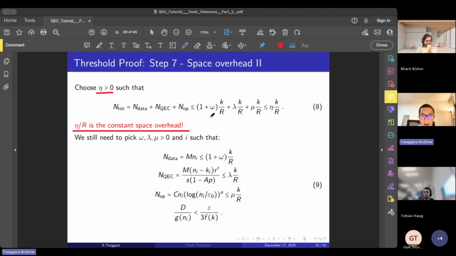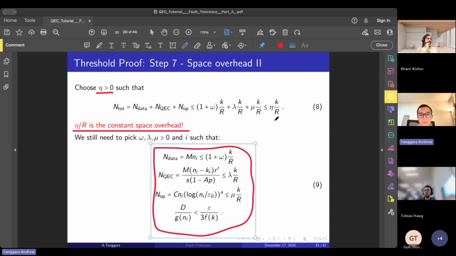But now we still want to pick, because we have this bunch of inequalities that need to be satisfied for this constant overhead to happen. So we need to pick these omegas and lambdas and mus, and we need to pick this n_i as well.